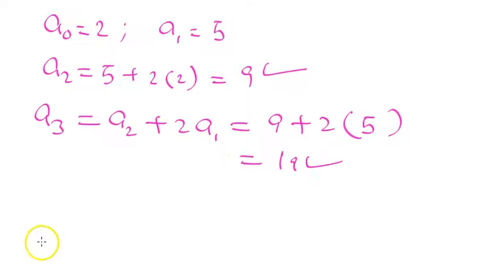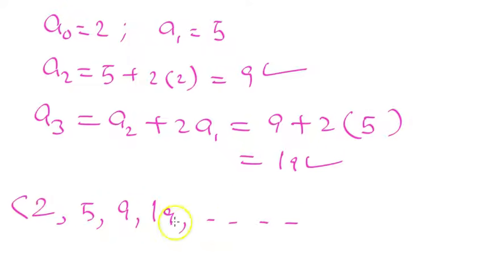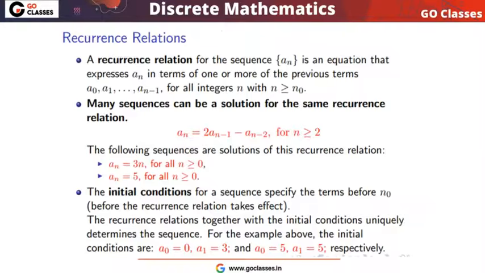So like this, this is how we can create the sequence. Our sequence will be a0, a1, then a2, then a3, and so on. So this is how we will get our sequence. So very simple.